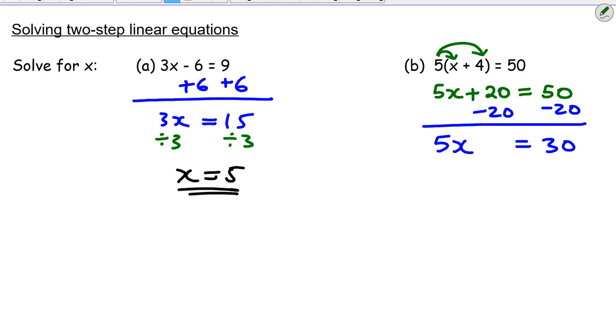The opposite of multiplying by 5 is dividing by 5. So divide by 5, divide by 5. And then we'll end up with x is equal to 6.